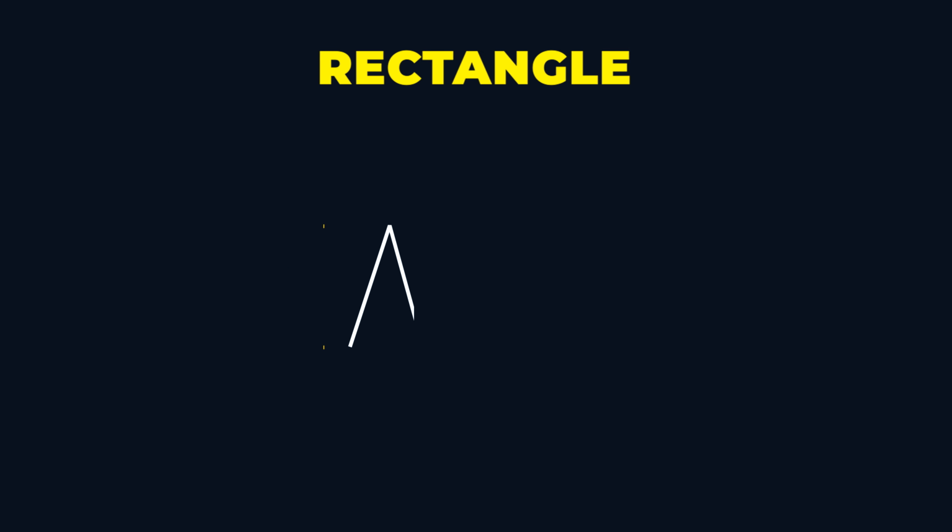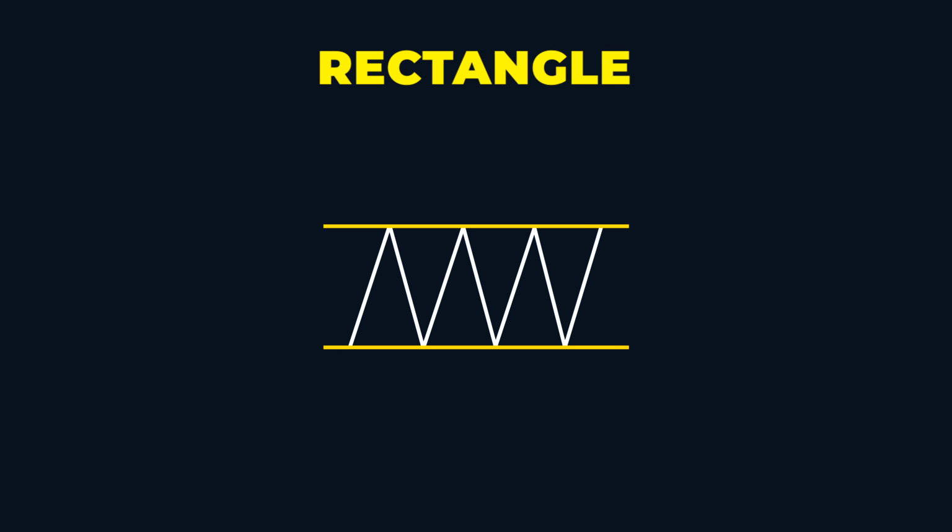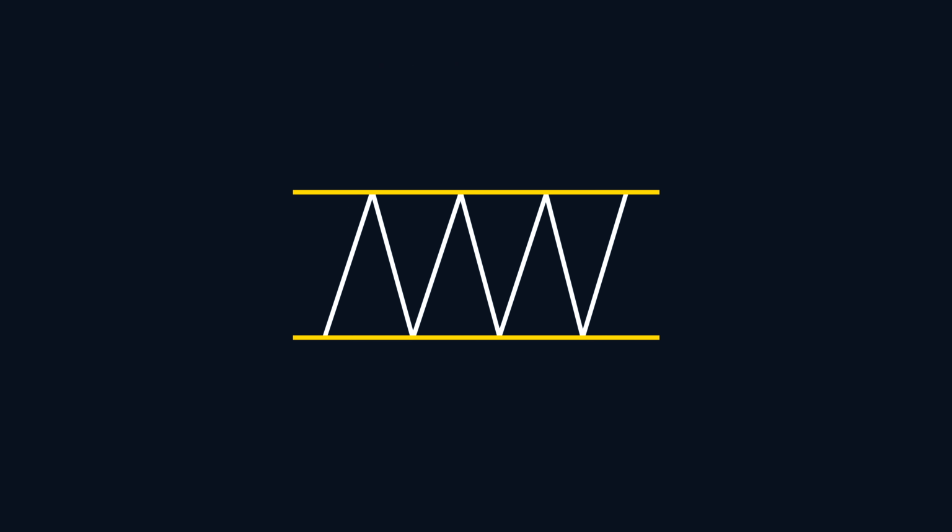And finally, we have one of the simplest but most powerful patterns in trading, the rectangle chart pattern. This is the market in its most honest form. Price is moving between 2 clear levels, support and resistance. Big players are accumulating or distributing here. When price finally breaks out of this range, it often signals the next directional move.